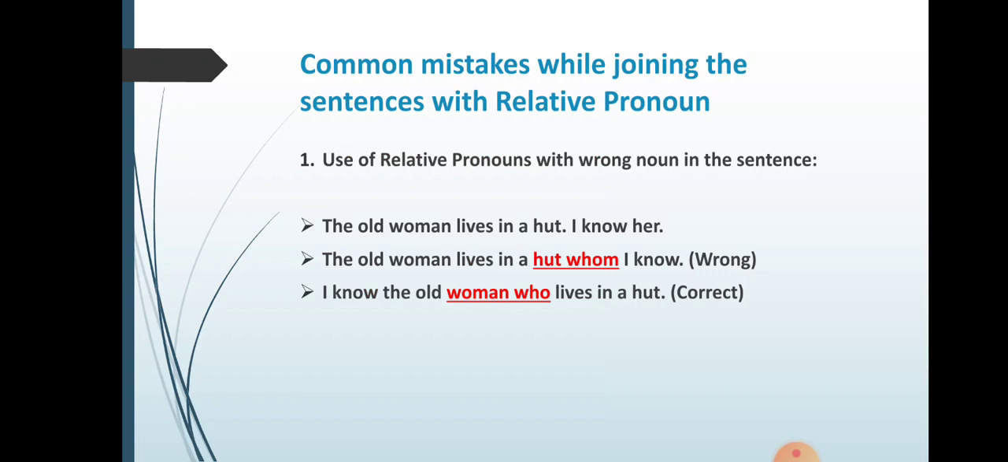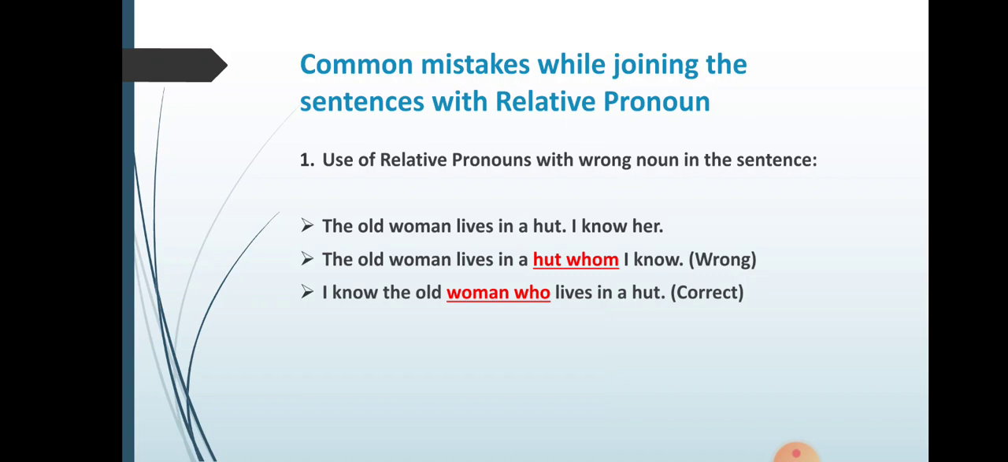The old woman lives in a hut. I know her. Now what mistake do the students do? They write, the old woman lives in a hut whom I know. Now here the relative pronoun whom is referring to the hut. Right? So this sentence makes the sense, मैं the old woman जो hut में रहती है, मैं उस hut को जानता हूँ. Whereas what should be the sense of the sentence?